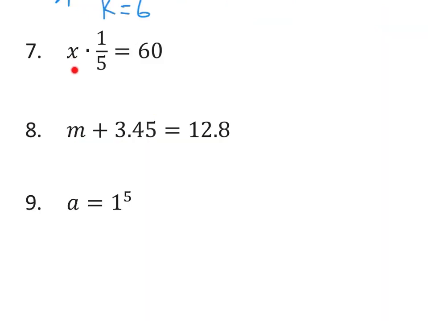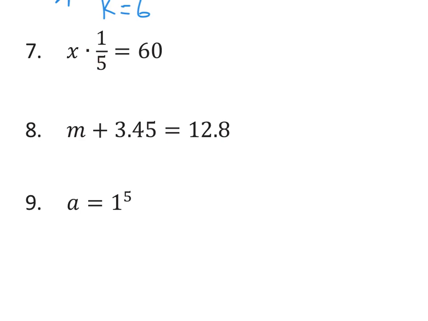Number 7, we have an amount times 1/5. Now, I want you to recognize that 1/5 is what we call a unit fraction. A unit fraction is when the numerator is a 1 and the denominator can be any number. When we're multiplying by a unit fraction, that's the same as dividing by the denominator.